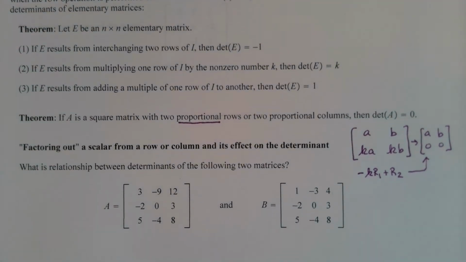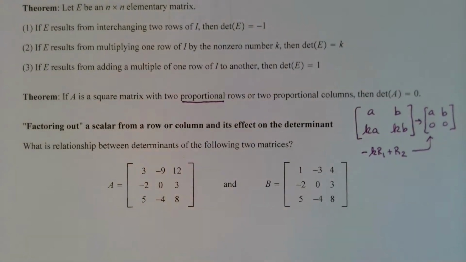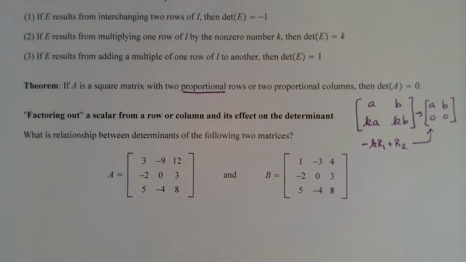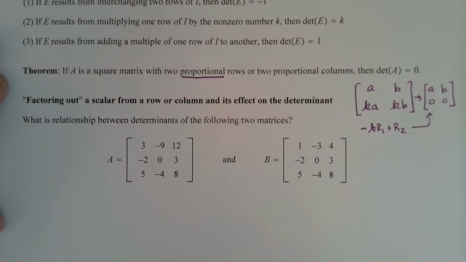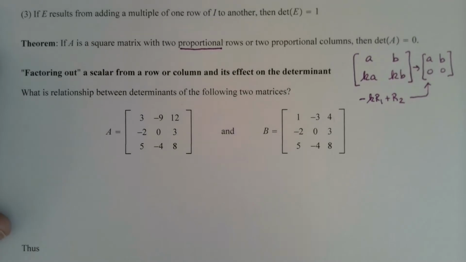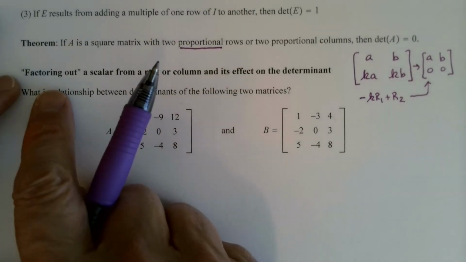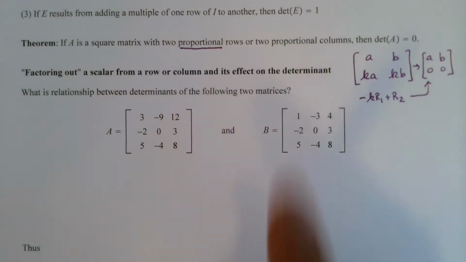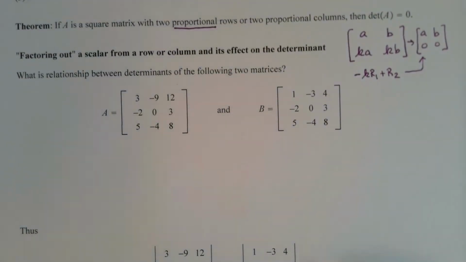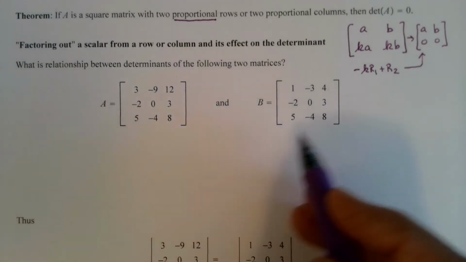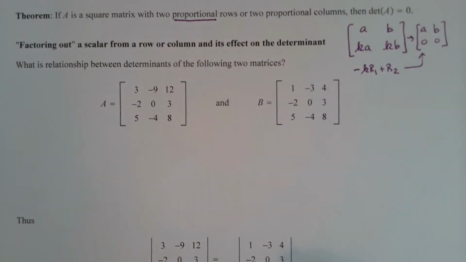Now, we're ready to start playing around with the idea of using row reduction in the process of finding a determinant. And one of the things I want to look at is this idea of factoring out a scalar from a row or column and its effect on the determinant. So what is the relationship between the determinants of the following matrices?